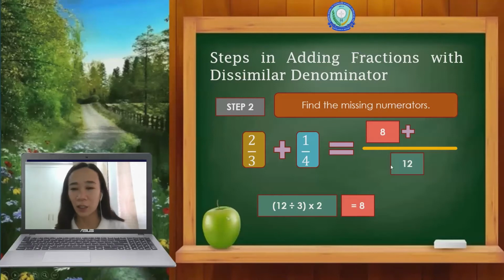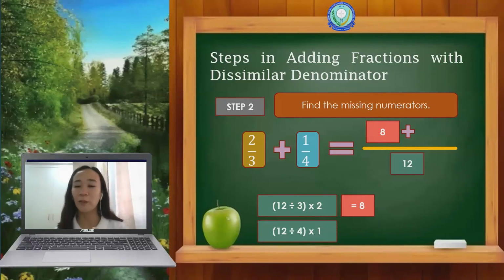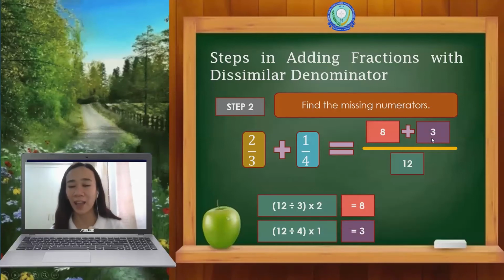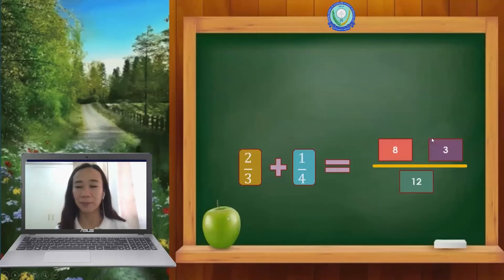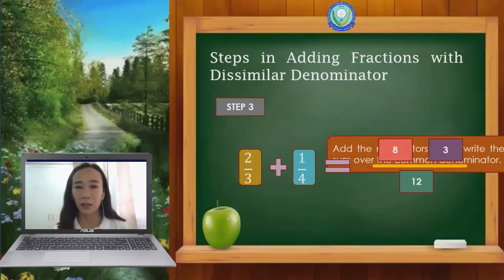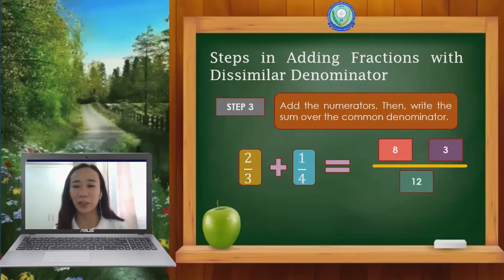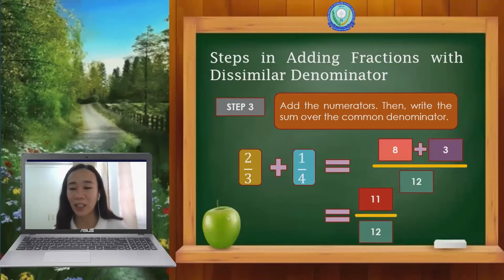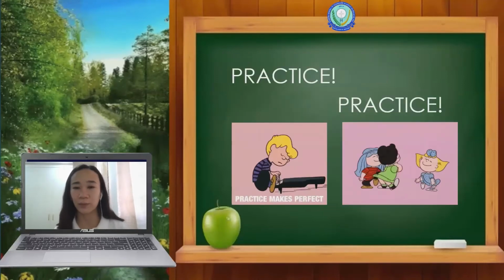And the next, 12 divided by 4 times 1. What is your answer? 12 divided by 4 times 1. Great job! That is 3. So we have our numerators now, 8 and 3. Next step is we add the numerators. So 8 plus 3, it's 11. And then our final answer is 11 over 12.